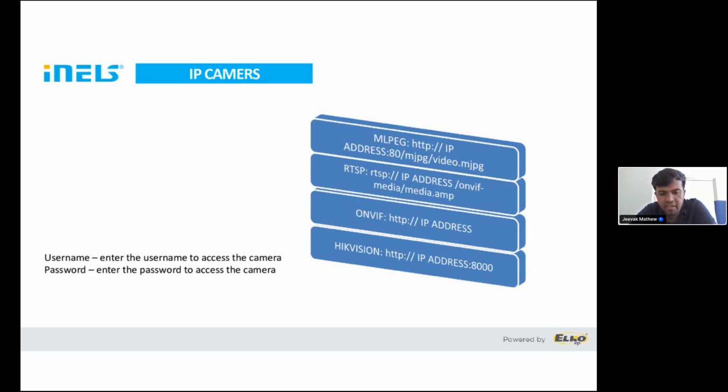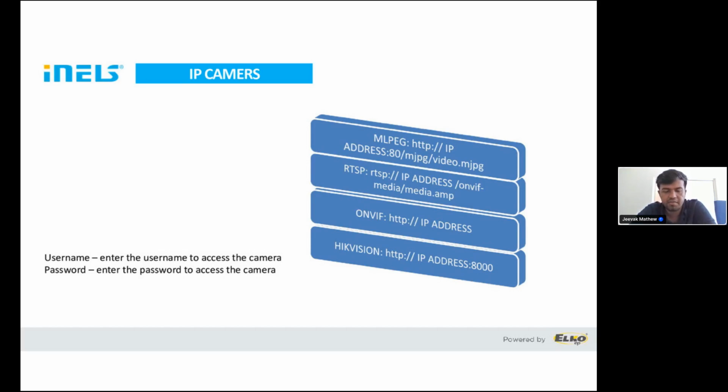For ONVIF, you have to create an ONVIF setup in the configuration page of the camera. I will show you in a later slide. And then you have to enter the IP address only in the iNELS application, and it will be automatically added once you enter the username and password of the ONVIF credentials there.